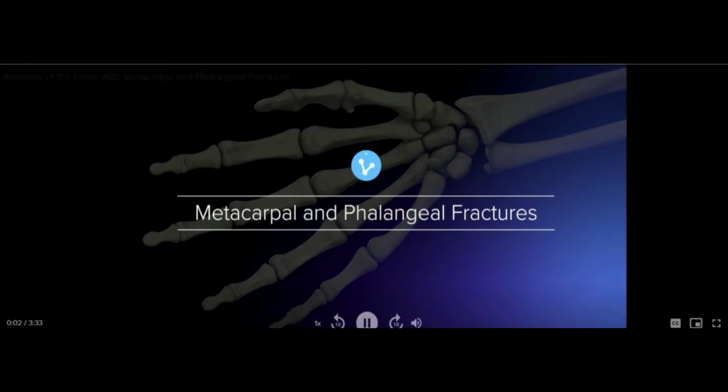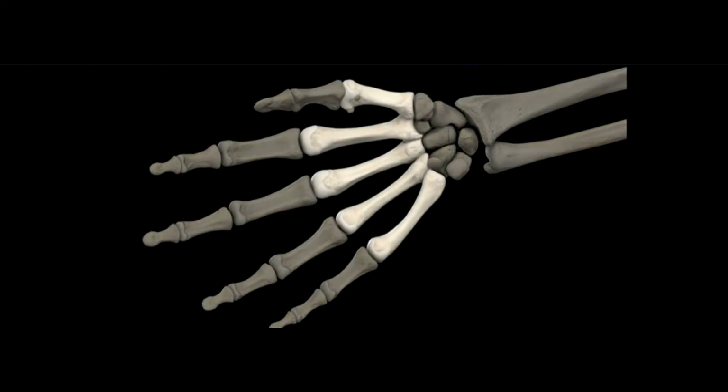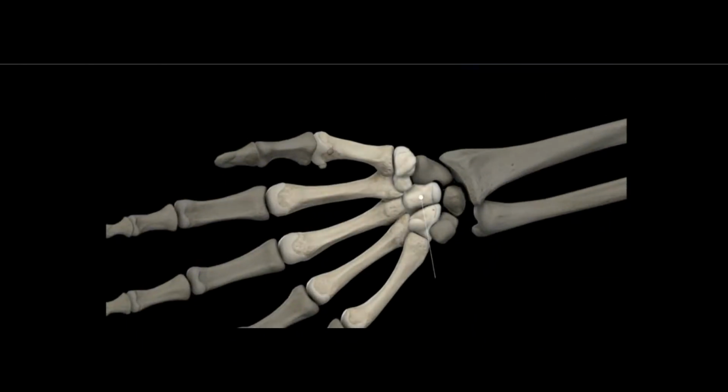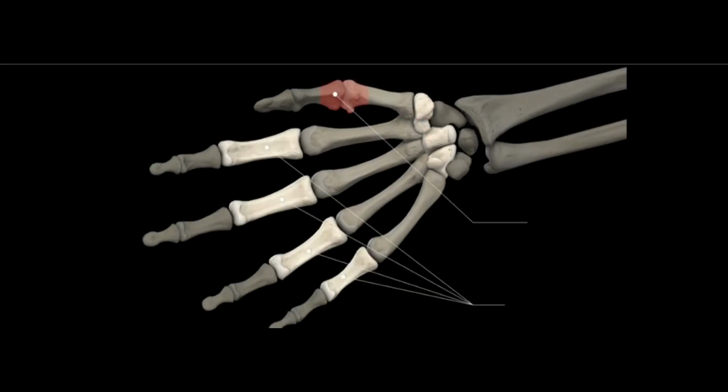For a discussion on the anatomy of the hand and wrist as it relates to metacarpal and phalangeal fractures. There are 5 metacarpal bones in the hand, connected proximally to the second carpal row through the CMC joints and distally to the phalanges through the metacarpophalangeal joints.